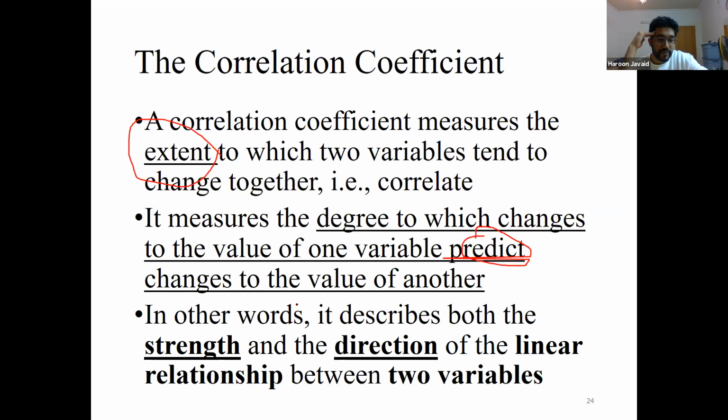Isn't that just the slope with the extent? No, it's not, and I'll tell you why exactly now. So in other words, correlation gives you two things: the strength and direction. And the other thing that's really important is linear.